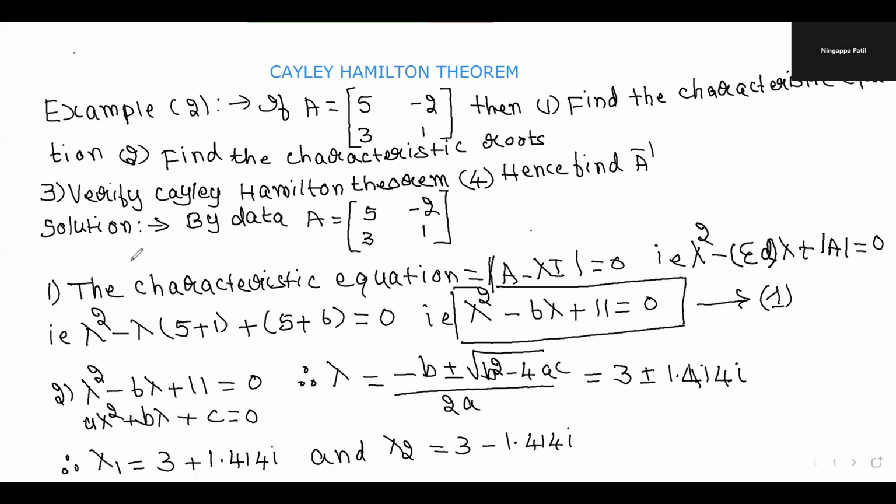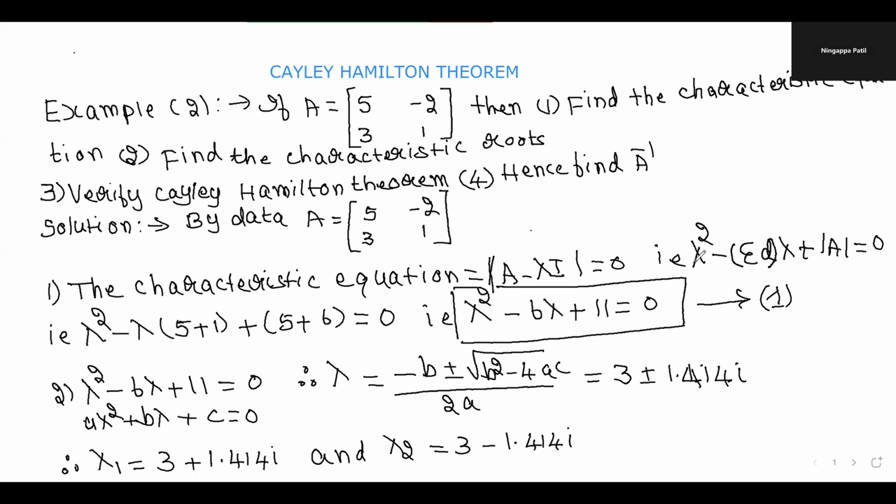Okay, then solution. By the data, the square matrix A is given by the examiner. A equal to [5, -2; 3, 1]. And the characteristic equation is given by the determinant of A minus lambda I equal to 0. If you use this formula, it is lengthy, and this is a shortcut method, you remember.